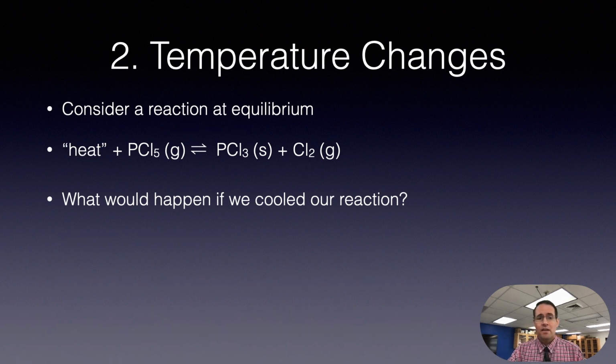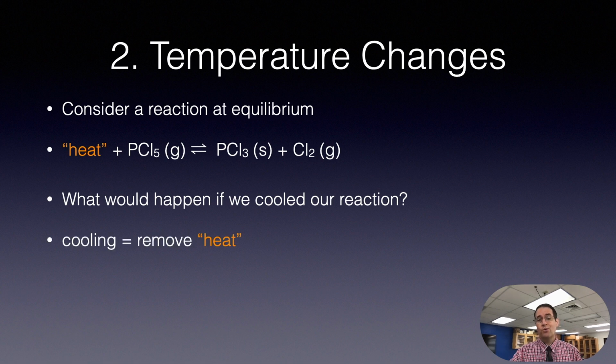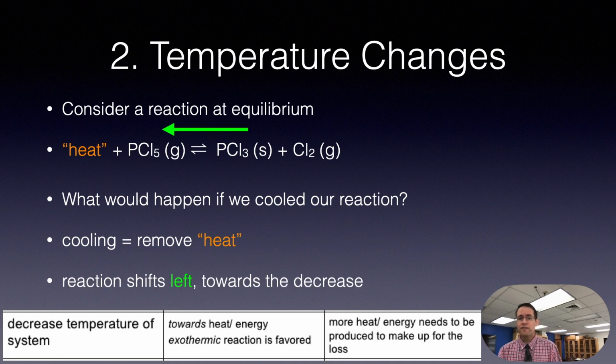Let's do the same thing, but let's see what happens if we cooled our reaction. Well, if we cool our reaction, we're removing heat, right? We're placing that test tube in an ice bath, and the ice-water mixture is going to be removing heat from our test tube. If we remove heat, this reaction is going to shift to the left because you shift towards the decrease. So here's from the summary chart. If you decrease the temperature, you're going to shift towards the heat. On the right little box there, it says why that is, okay?